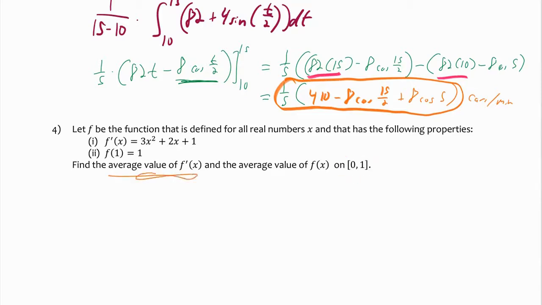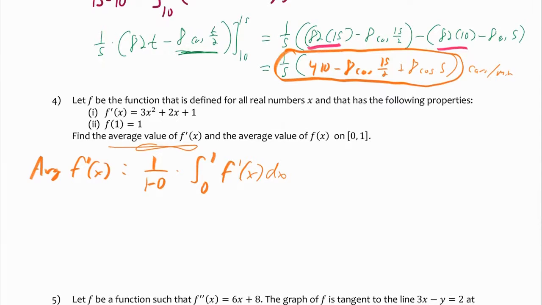So the average value of f prime, so I'm going to say average f prime of x is, let's see, well, it says on 0 to 1, so I want to do 1 over 1 minus 0 times the integral from 0 to 1 of f prime of x dx. And that's just, okay, so 1 over 1 minus 0 is 1. The integral of f prime, according to this, would be x cubed plus x squared plus x evaluated from 0 to 1, and that would just be 3.